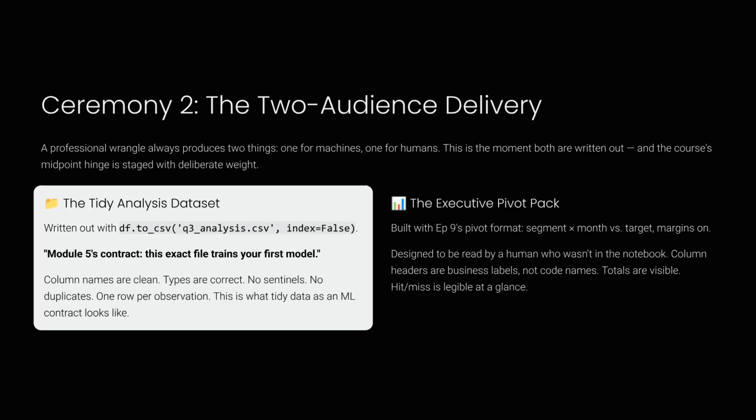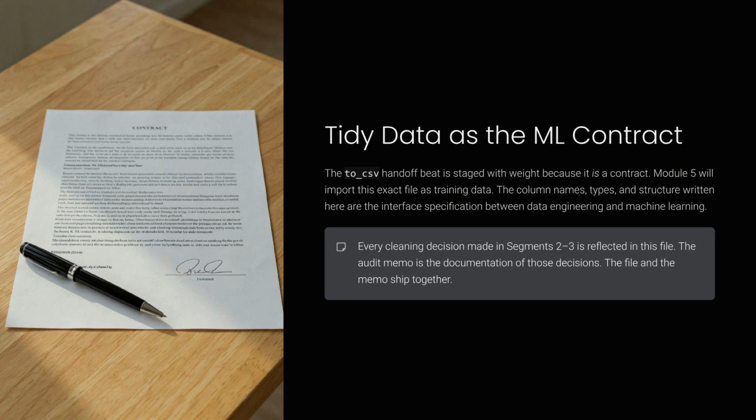Our second ceremony is the to-audience delivery. We produce a tidy analysis dataset for machine consumption and an executive pivot pack for human stakeholders. Both are essential for a complete professional delivery. Treat your tidy dataset as an ML contract, because Module 5 will import this exact file for training. The column names and types you define here are your official interface specification between data engineering and machine learning.